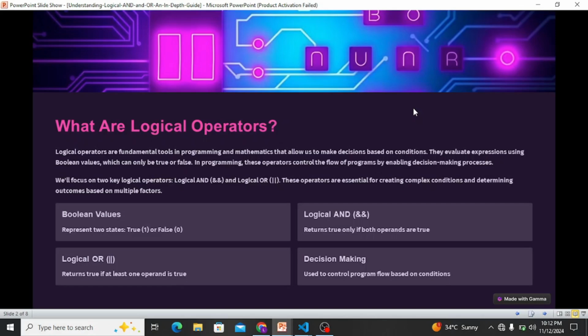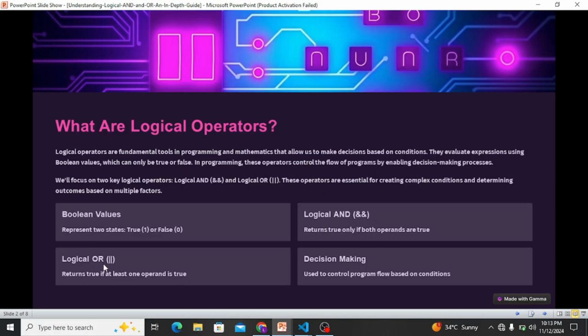So in programming, logical operators help us control the flow of our programs by allowing us to make decisions. For instance, guys, you might want to execute a certain block of code only if specific conditions are met, right? So today we'll be focusing on two logical operators, the logical AND and the logical OR.